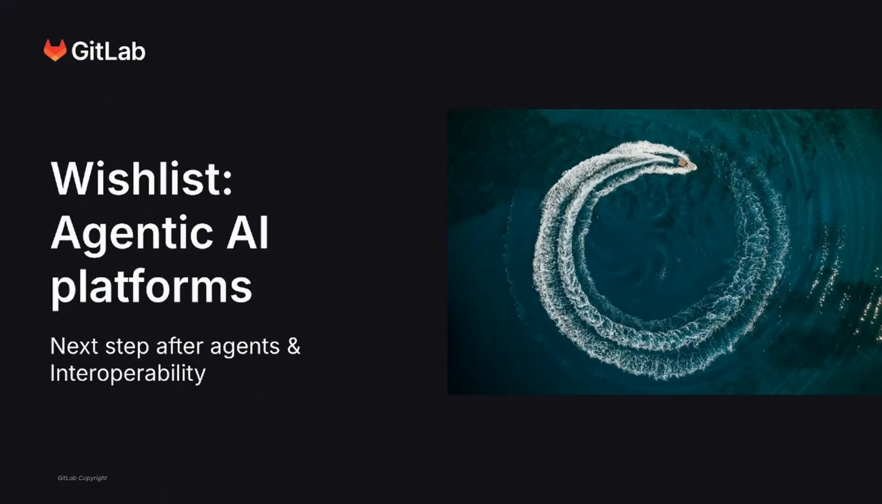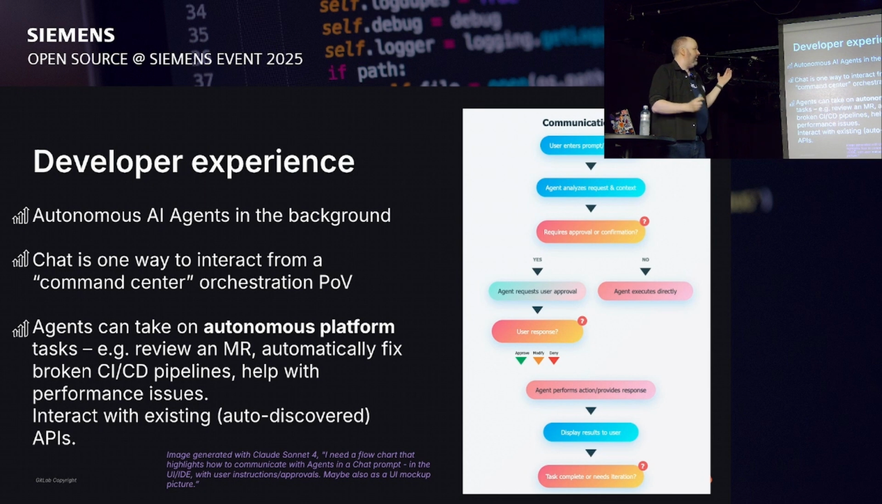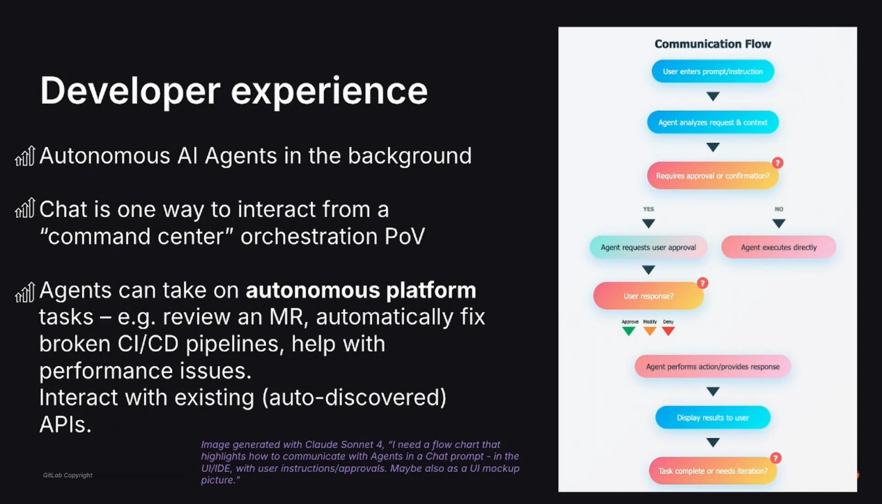Another wish list item is agentic AI platforms. So now we have agents, MCP, and everything around. Could we have autonomous agents in the background running on the platform, fixing CI, troubleshooting performance problems with observability and metrics, and just use the chat as a command center to interact with that, and then say, please fix that, run again, and come back, or maybe have some sort of autonomous auto-discovery for APIs, and then come up with something. I don't know exactly how this will work, but I would love to experiment with that.